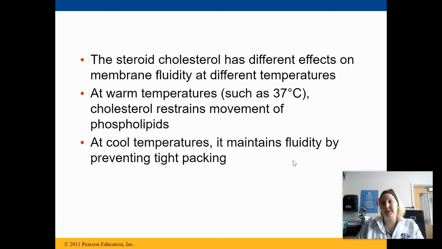Cholesterol is added to the membrane to help strengthen the membrane so it doesn't completely break down. And it has different properties as well. At warmer temperatures, cholesterol restrains the movement of the phospholipids, not allowing it to completely fall apart when it's super warm. But when it's colder, cholesterol helps maintain the fluidity by preventing the tight packing of the phospholipids together.